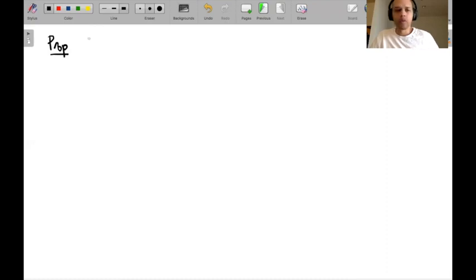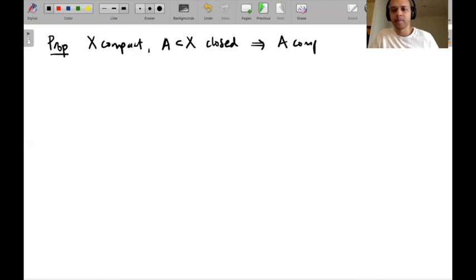So the first says that if X is compact and A, a subset of X, is closed, then this implies that A is compact. Okay, so in brief, a closed subset of a compact set is itself compact. So we'll prove this in a second. And the other result is that cubes or closed rectangles are compact.